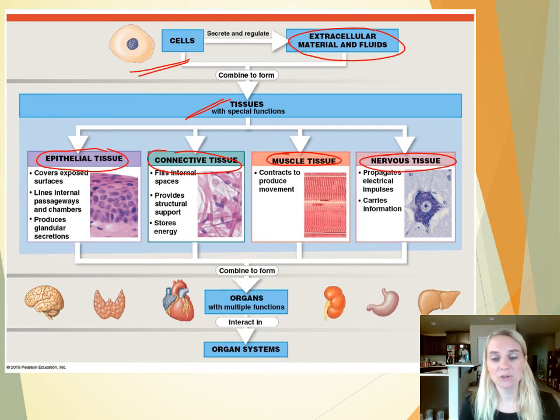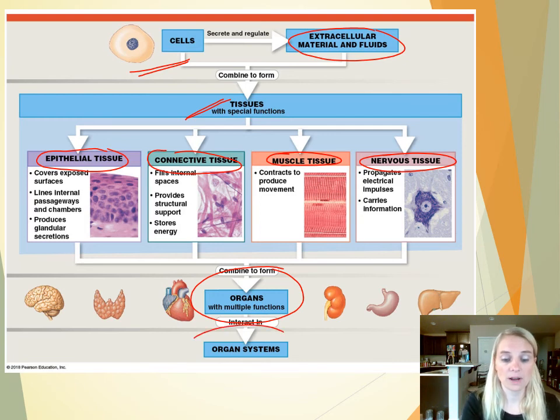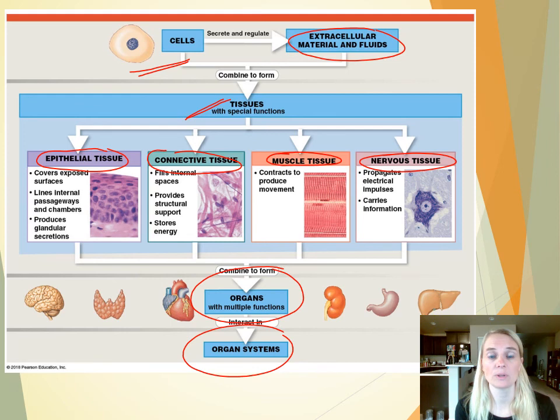So that's muscle tissue. And then lastly, we have nervous tissue, which is specialized for electrical impulses. So carrying signals, messages from one place to the next. So we see in the picture here, it propagates electrical impulses and carries information. So that is our nervous tissue. And then collectively, tissues combine to form organs, and organs interact to make organ systems. So just reinforcing the levels of organization that we saw in the beginning of chapter 1.